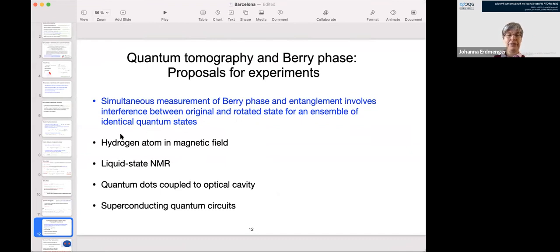Potentially this can be achieved for a hydrogen atom in a magnetic field, this was the motivation for the Hamiltonian I considered. It can also be studied using NMR. One can conceivably measure this in quantum dots coupled to an optical cavity, and also in superconducting quantum circuits.